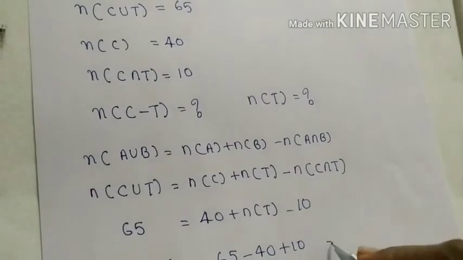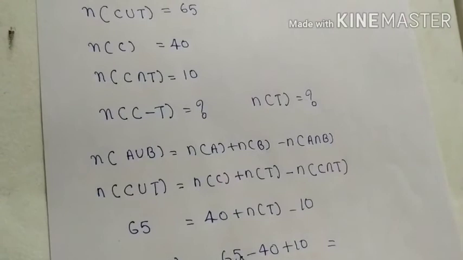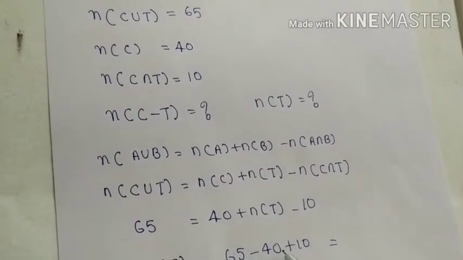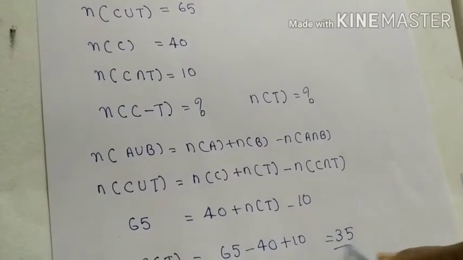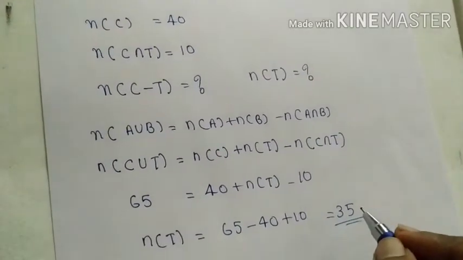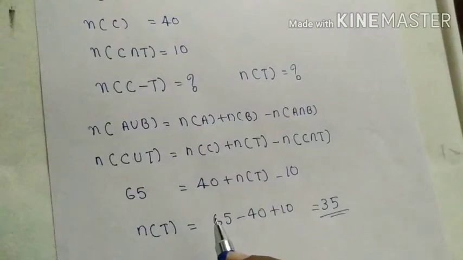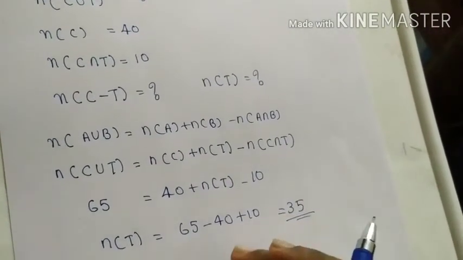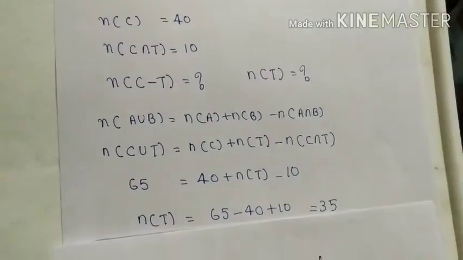The answer will be 65 minus 40, 25, plus 10, that is equal to 35. The number of people who like tennis is 35.